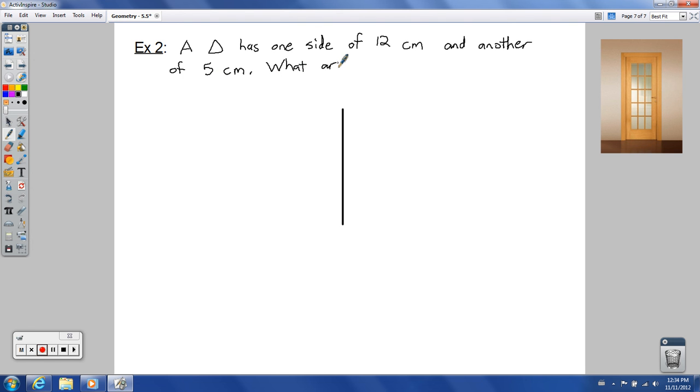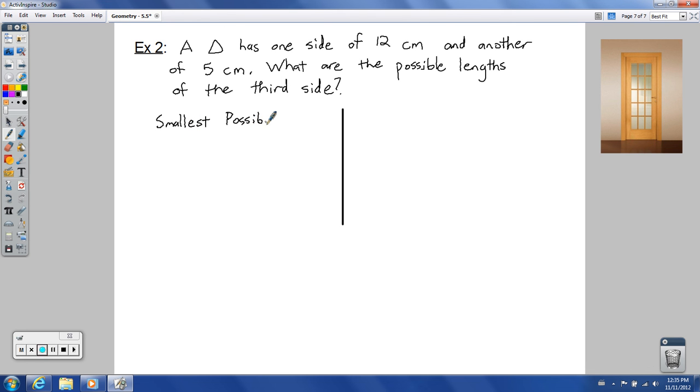What are the possible lengths of the third side? And let's write the whole thing out here. I want to write smallest possibility over here, and over here, the largest possibility. So there's going to be a range of values for this one. You may be wondering, why is there going to be a range of values?